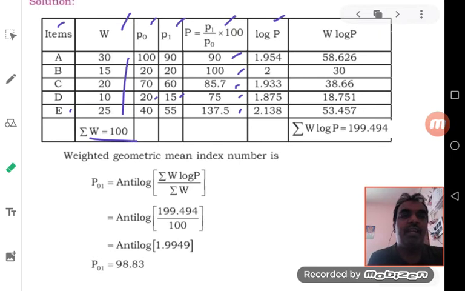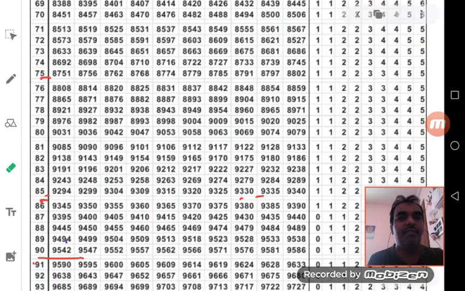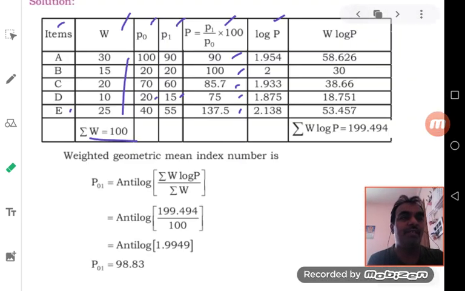Now the next one is 75. You have 2 digits, so you should take 1 point. Then for 75, you go to the log table, 75 under 0. If you take it, you get 8751, so 1.875. And the last one, 137.5.